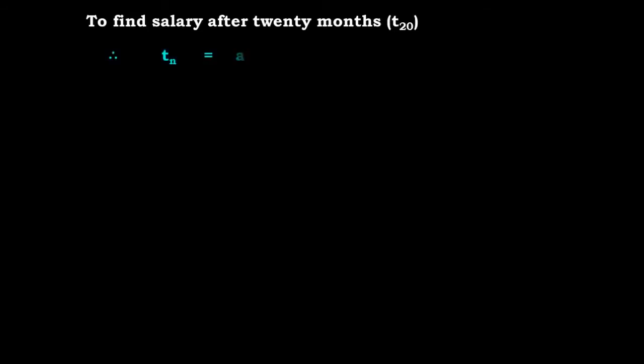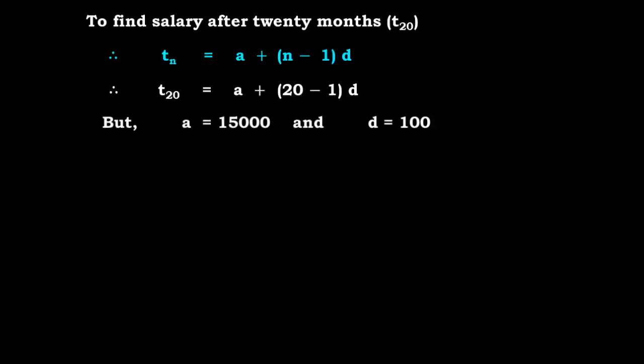So you can use formula Tn is equal to A plus N minus 1 into D. So T20 is equal to A plus, see student, N is equal to 20, 20 minus 1 into D. Now A is the starting salary, that is first term 15,000 and D is 100. So we can substitute these values. T20 is equal to 15,000 plus 19 into 100.